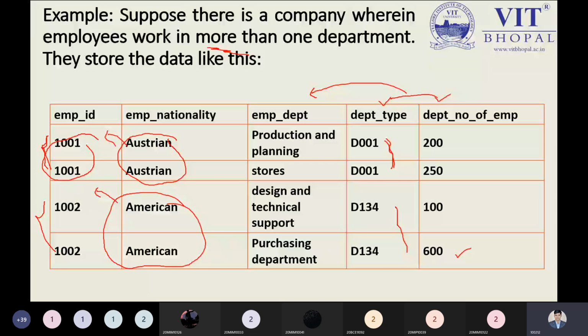But if I choose this one, then you can observe over here department type is making the duplicacy inside the R relation. So that is the big problem we are having.